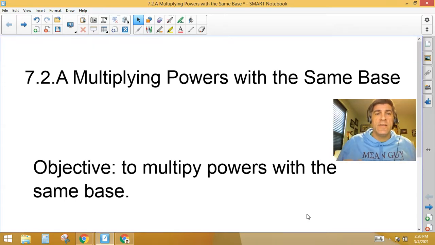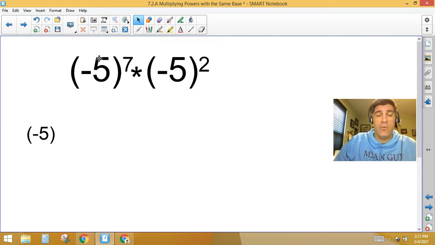Hey guys, 7-2a, multiplying powers with the same base. And what we're going to do is just multiply powers. All right, so here's my first example, and then we'll lead into what it means, but I like to kind of mess around with it. Negative 5 to the 7th times negative 5 squared.